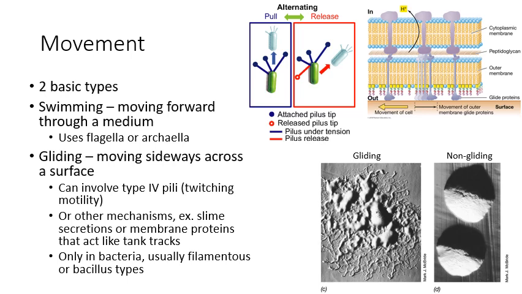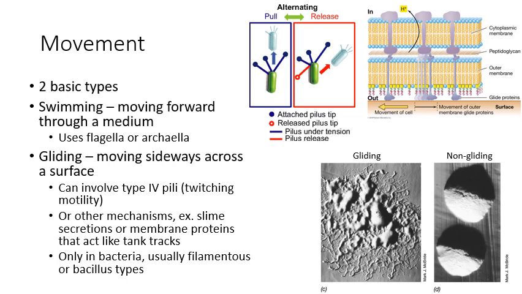Some cells will have proteins in their membrane that act like tank tracks, basically. This diagram here is showing a gram-negative bacterium. So here you have the cell membrane, here's the outer membrane, and you have these proteins embedded in those membranes that basically move through the cell membrane. They attach to the surface and then they move through the cell membrane, going basically backwards, so that then the cell will move forwards, similar to how the tracks on a tank work. There's also other types of gliding. There's a lot of diversity in the mechanisms that cells use to glide.